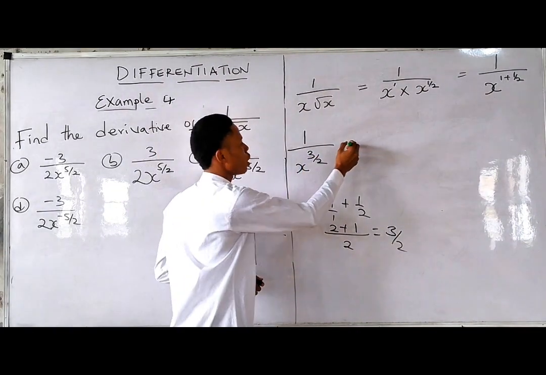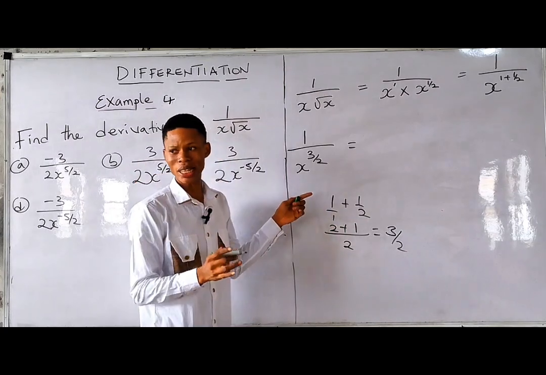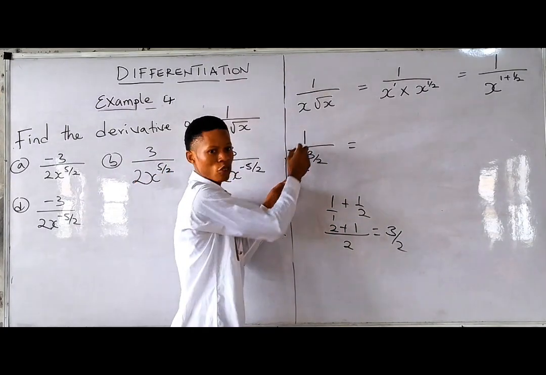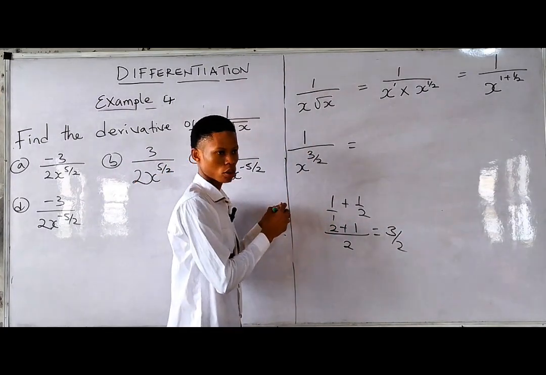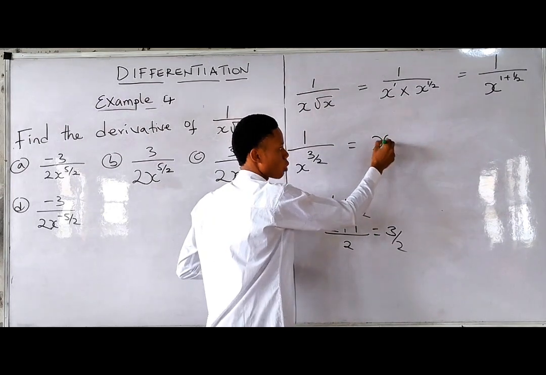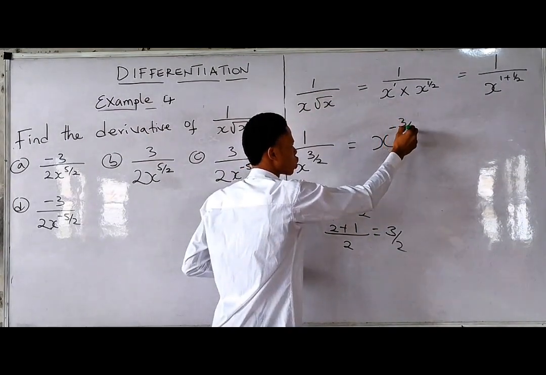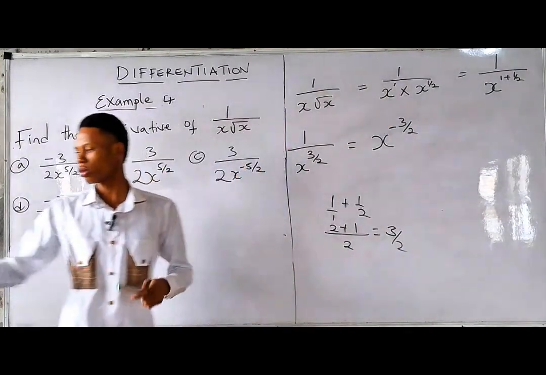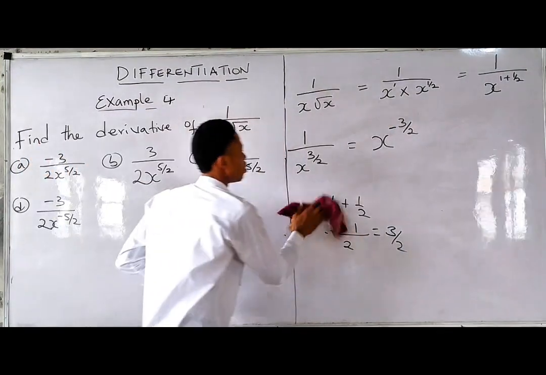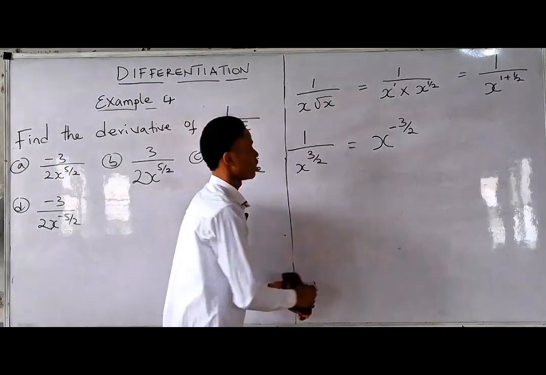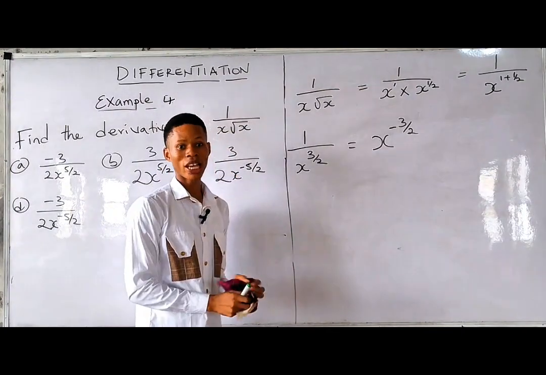Now at this point, you know this is the same thing as writing it this way. If I want to remove this 1, what do I do? This will be x raised to power what? Thank you very much. Minus 3 over 2. We've not even started differentiating now. Alright, so at this point, we can now differentiate.